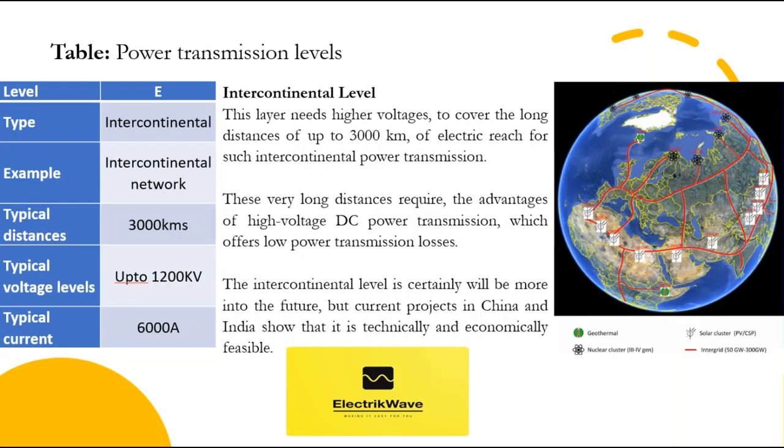This layer needs higher voltages to cover the long distances of up to 3,000 kilometers of electric reach for such intercontinental power transmission. These very long distances require the advantages of high voltage DC power transmission, which offers low power transmission losses. As part of this intercontinental power transmission level, the first installations are already in place in different parts of the world. The intercontinental level will certainly be more into the future, but current projects in China and India show that it is technically and economically feasible.